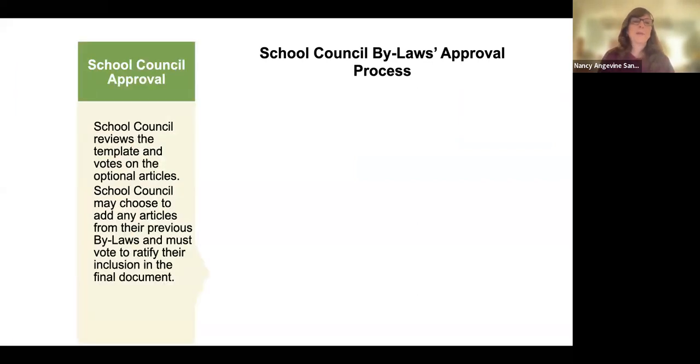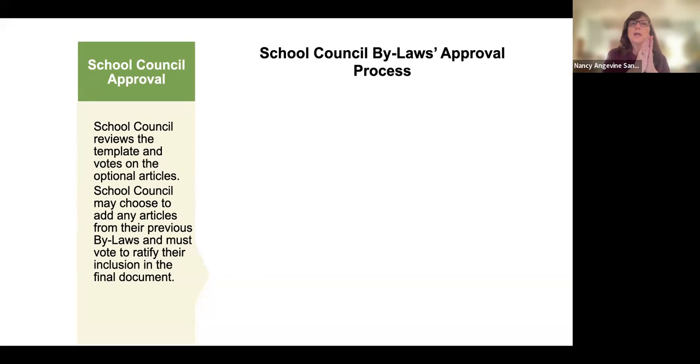That's the first step. The second step is, once the committee has this, if you have a committee, or the council has decided, they will review it in a school council meeting that is advertised to the community. We're going to be looking at the bylaws. They will review the template and vote on the optional articles that have been chosen. The school council may also choose to add any articles from their previous bylaws, and they must vote to ratify their inclusion in the final document. So this is where it becomes not confusing, but there are 2 parts to this. Keep with me here.